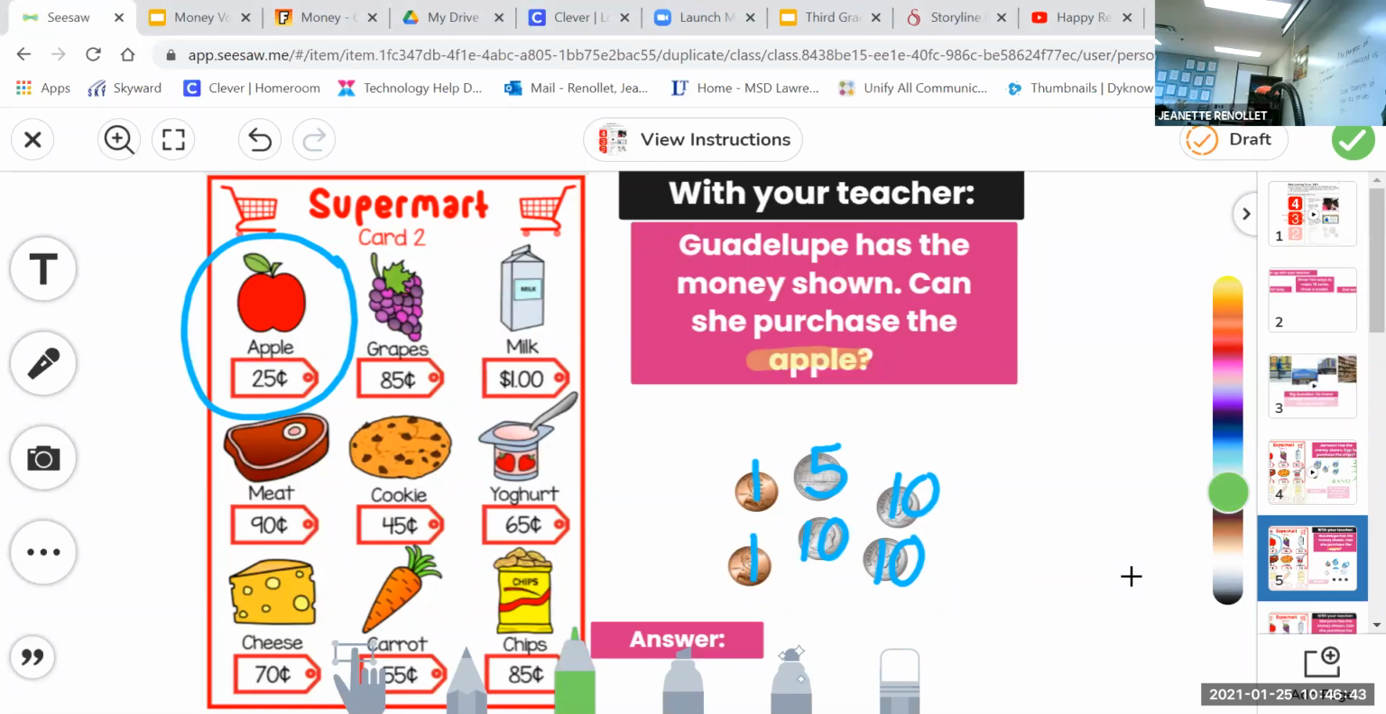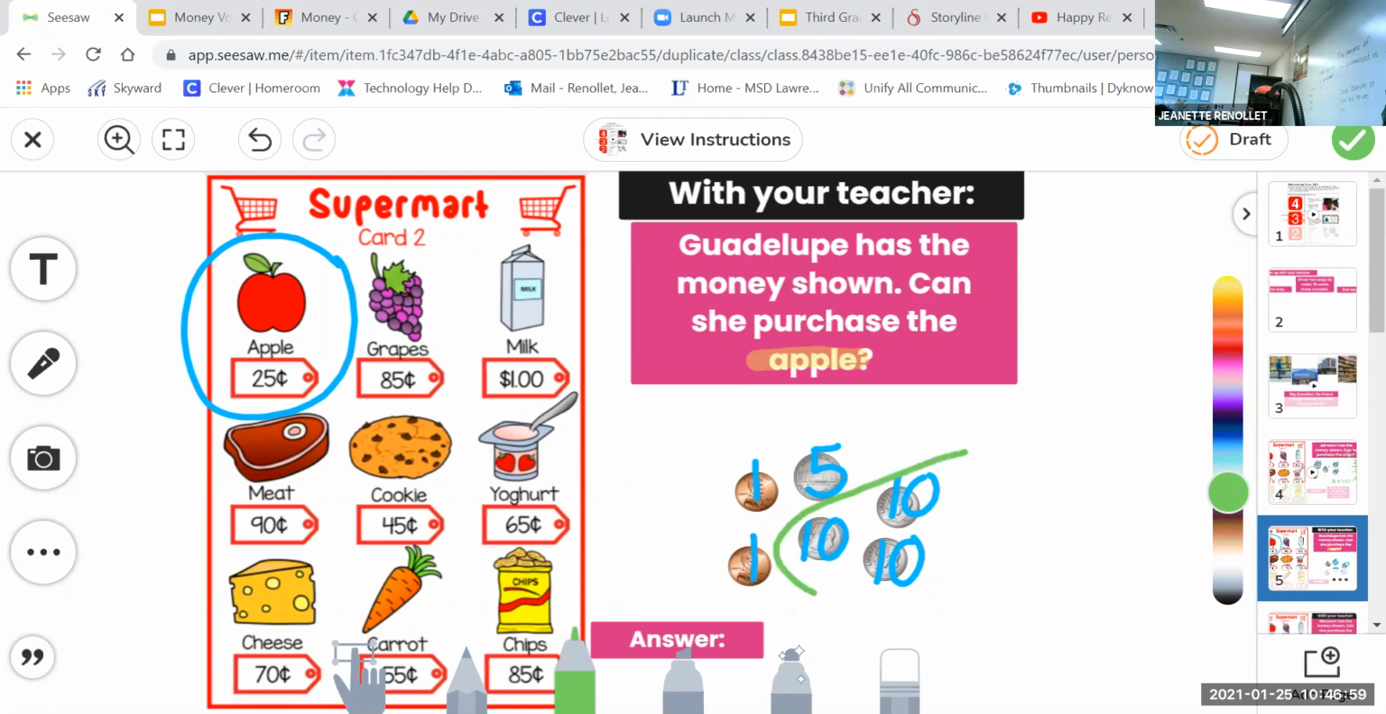Nick, what are you thinking? First, you go count the greatest number. Start with the greatest number. What would that be with Guadalupe's money? Dimes. Okay, what do you want to do? Start with just one dime or do you want to make a group? Nick wants to make a group.